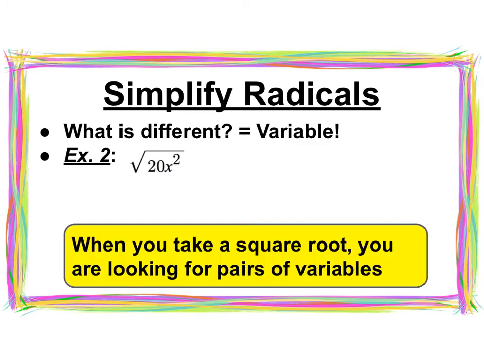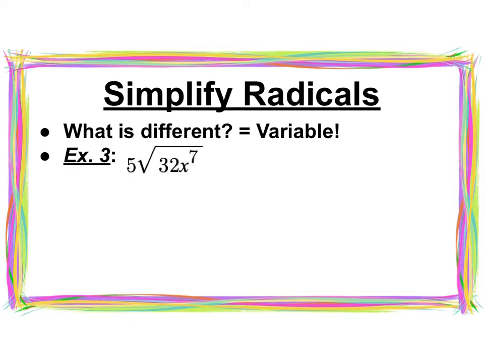When you're taking the square root, you should look for pairs of variables. So here we go. I have a 5 on the outside. I'm going to do the square root of 32, and then I'll take care of my variable. So the 5 gets carried down. I want to think of the largest perfect square in 32, and that would be 16. So I'm going to break this up into the square root of 16, the square root of 2, and then I'm going to write out 7 x's.